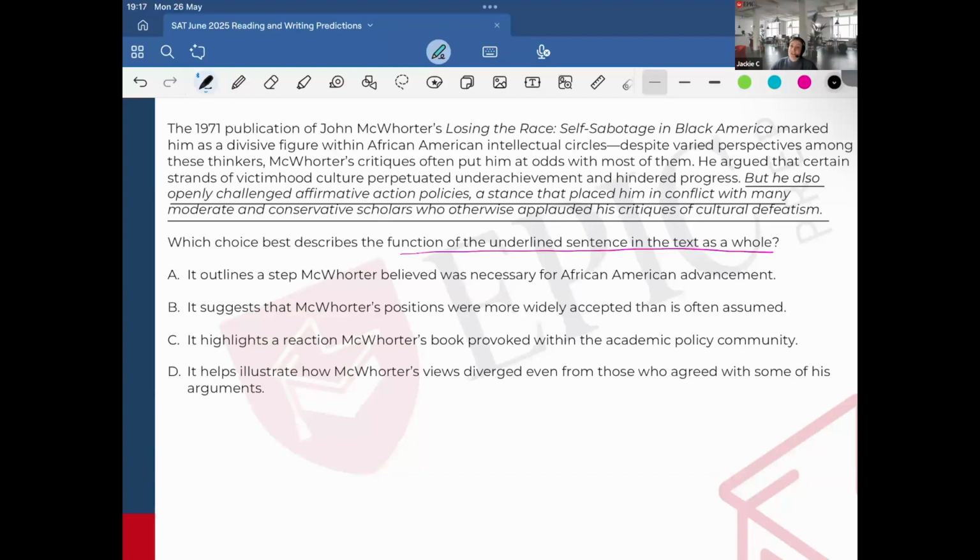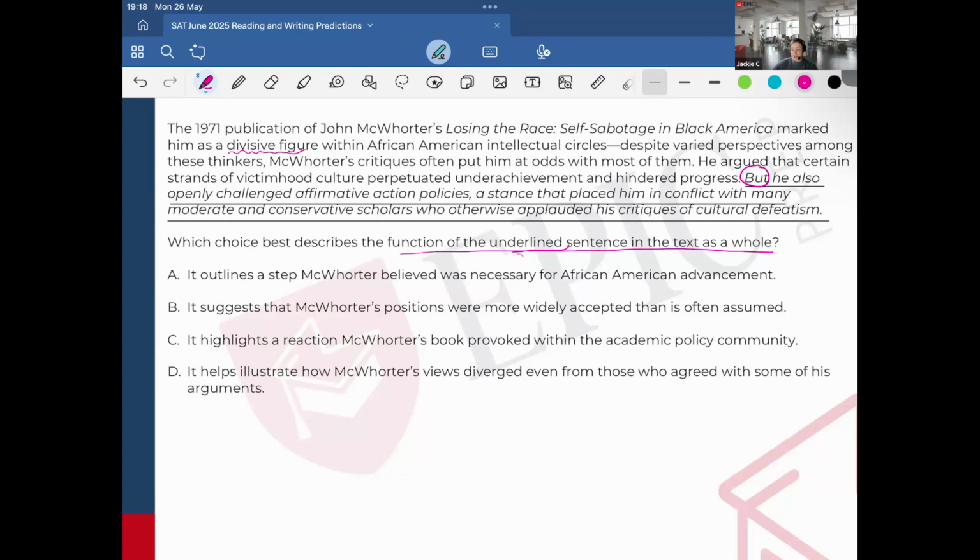So, looking at this one, when I'm assessing the question, we want to focus on the underlined sentence. It starts with an amazing transition word, "but," so look for but, however, nevertheless, etc. It says, "But he also openly challenged affirmative action policies, a stance that placed him in conflict with many moderate and conservative scholars who otherwise applauded his critiques of cultural defeatism." So even these people who agreed with some of his ideas still disagreed with him on this stance. So it's showing a deeper layer of division. And remember, he was already a divisive figure.